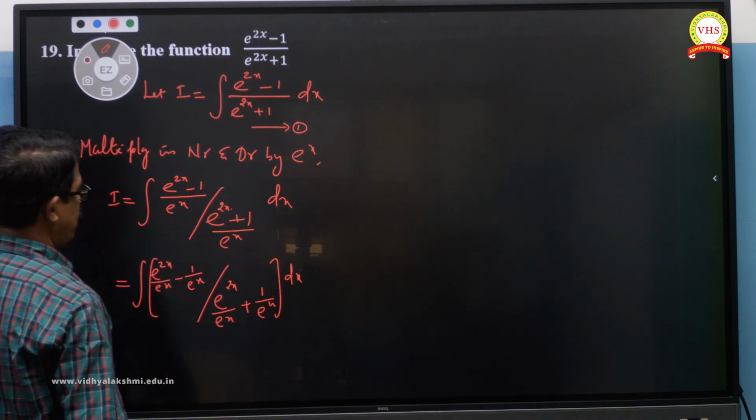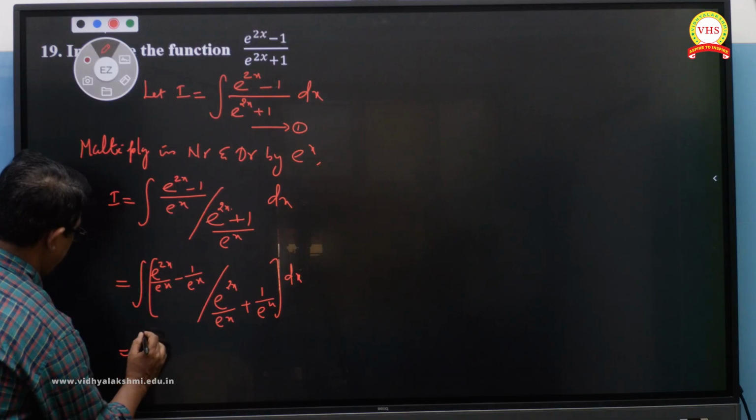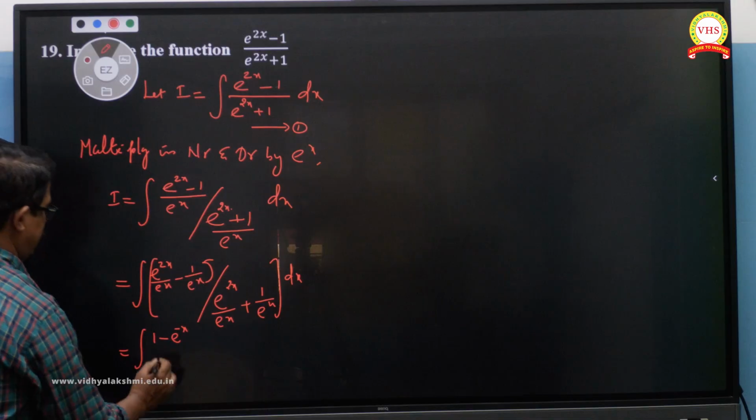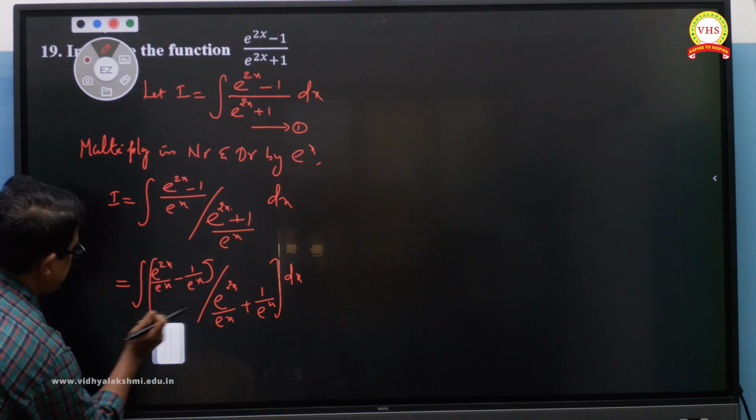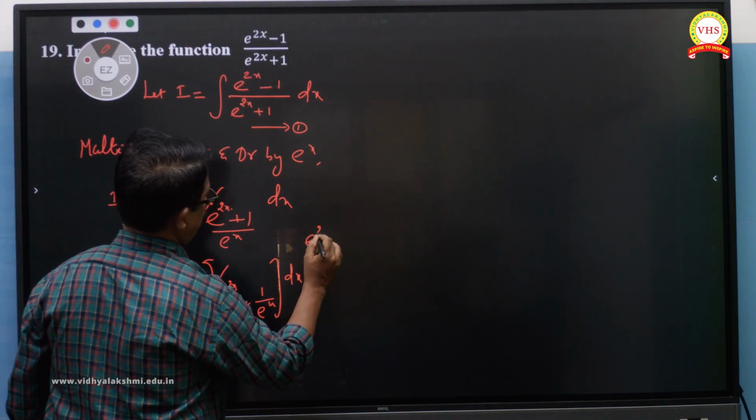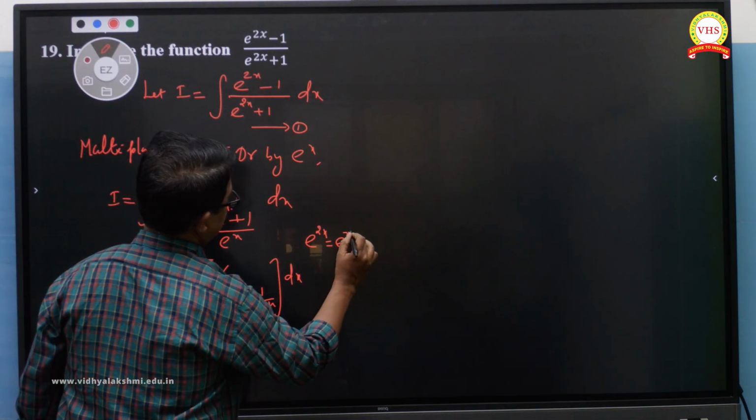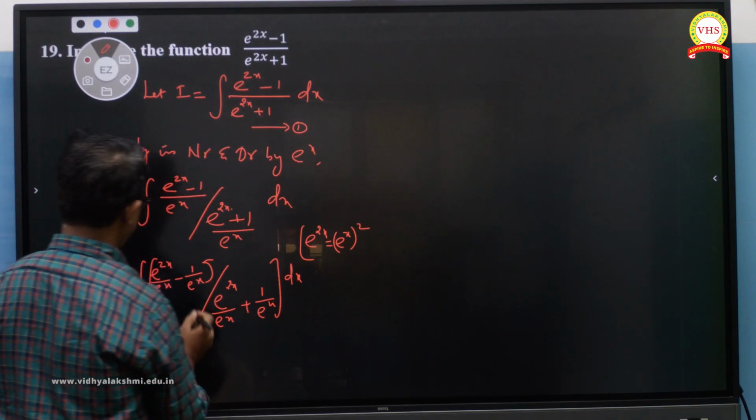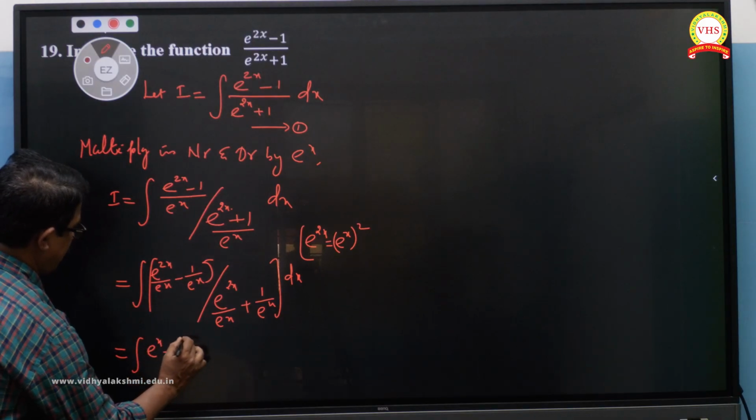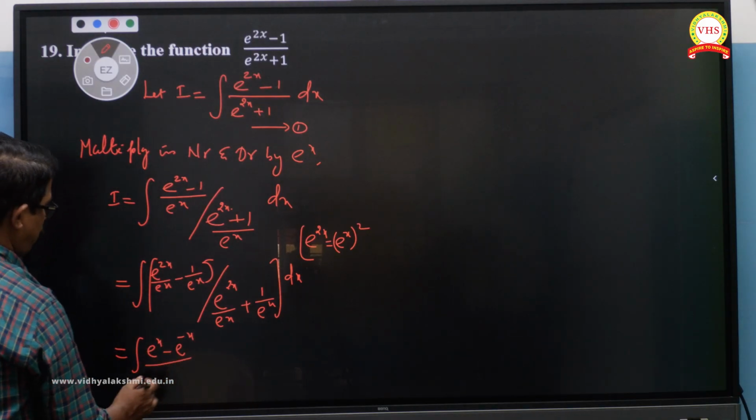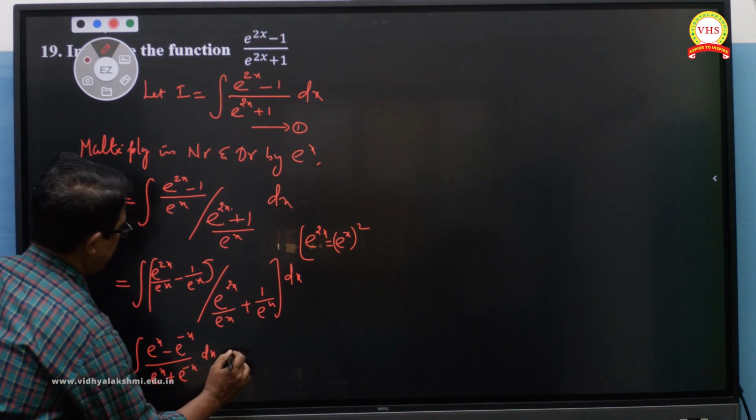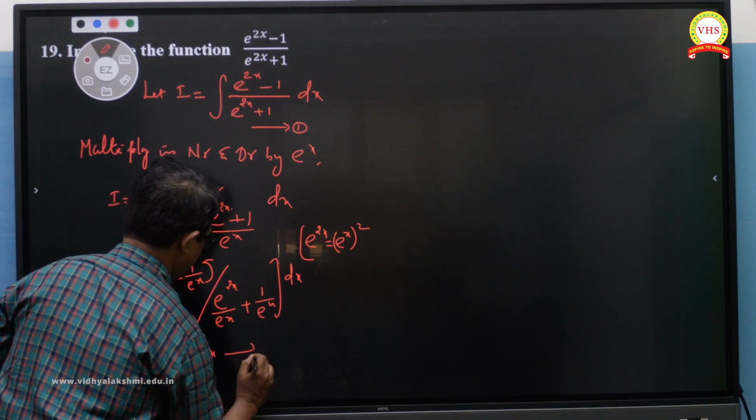Now, what is next here? That is equal to the integral, 1 by e^(-x) becomes the numerator. Since e^x already exists, the e^(2x) is going to cancel, because you know very well e^(2x) means (e^x) whole square. Now we cancel. What remains here is the integral of (e^x - e^(-x)) divided by (e^x + e^(-x)) dx. This is equation number 2, no problem.